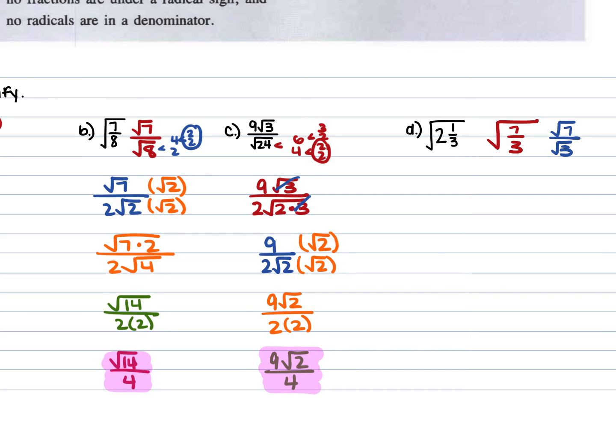We're going to rationalize that denominator by multiplying the top and the bottom here by the square root of 3. So this is going to give us the square root of 7 times 3 all over the square root of 9, which leaves us with the square root of 21 all over 3.